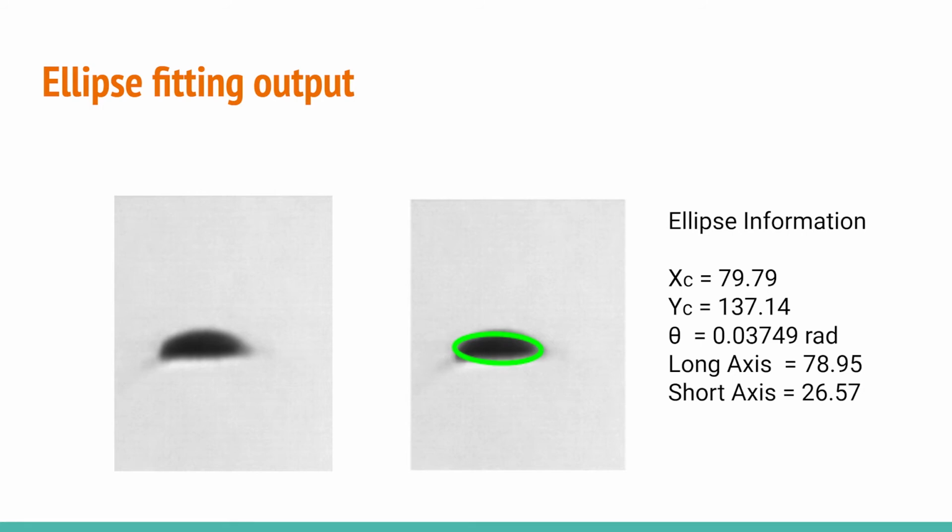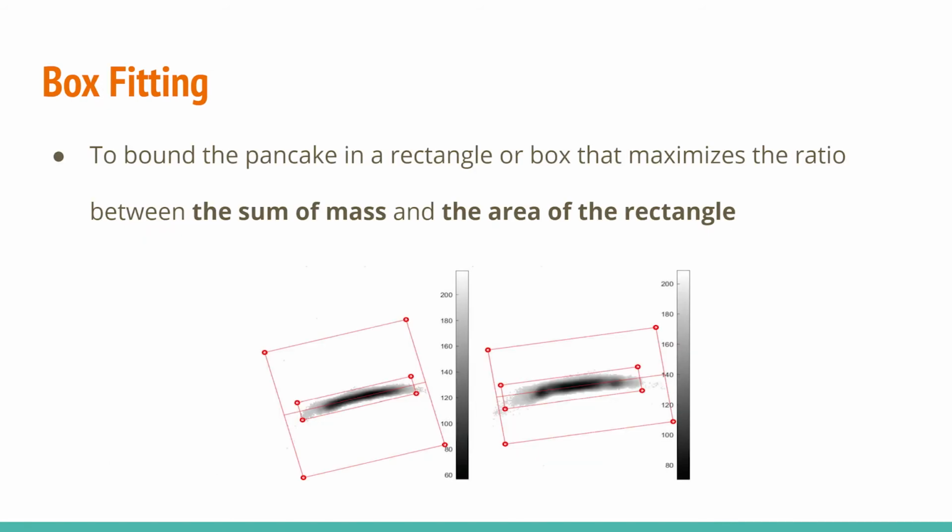Ellipse fitting will try to describe the thin droplet through an ellipse. On the images, we can see the ellipse fitting output. It contains the position of the ellipse, the orientation, and the length of the two axes. However, ellipse fitting can be very inaccurate at times. That's why for more complex shapes, we use box fitting. The box fitting will describe the thin droplet in a box.